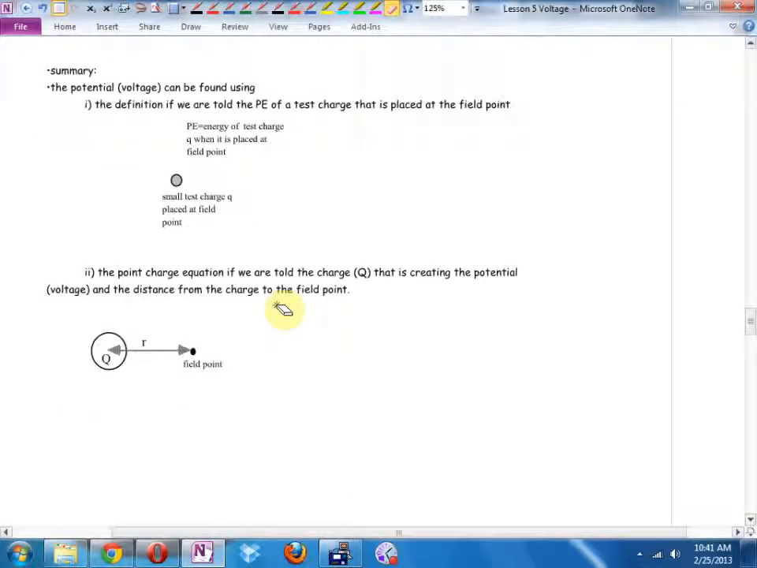How can we find potential? Another word for which is voltage. You can find it from the point charge. Oh, sorry, hang on, this is the wrong definition. You can find it from the definition if you're told the potential energy of a test charge. Here's how we define voltage. We said it's how much energy per Coulomb. So if you put a charge somewhere and you know how much energy it has, divide those two numbers. That's the voltage at that location, the potential at that location. Sort of how high you are.